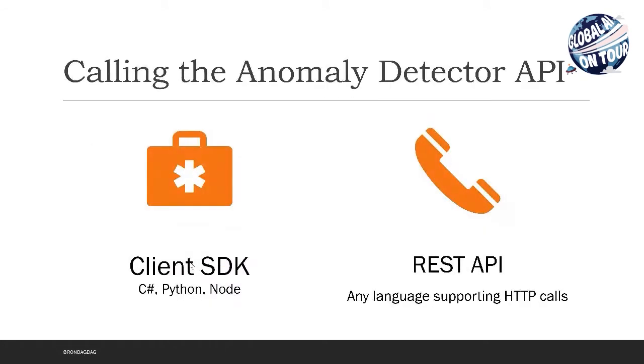There are multiple ways in how you would call Anomaly Detector. You can use the client SDK or REST API. The good thing about the client SDK is there's one for C#, Python, and Node. For REST API, the good thing is that it works with any language that supports HTTP calls.